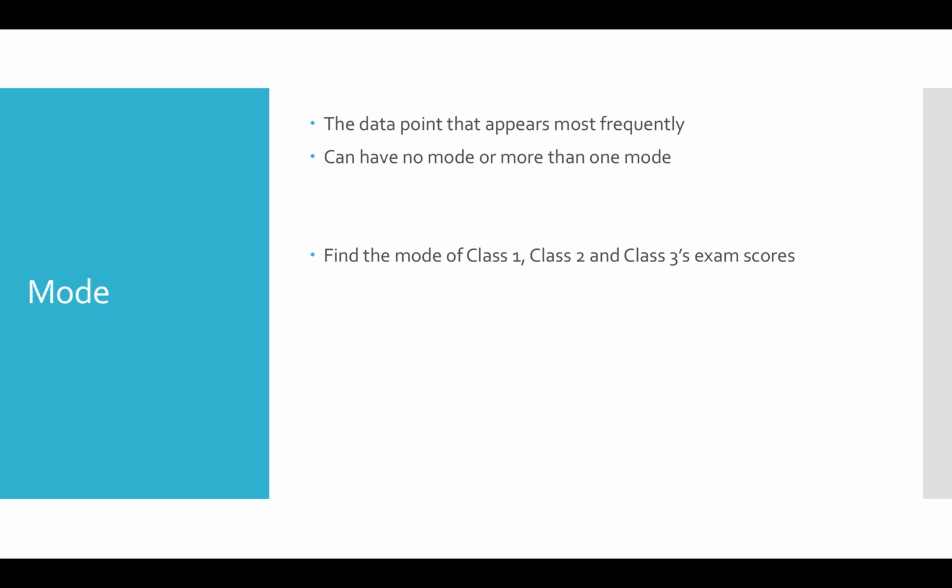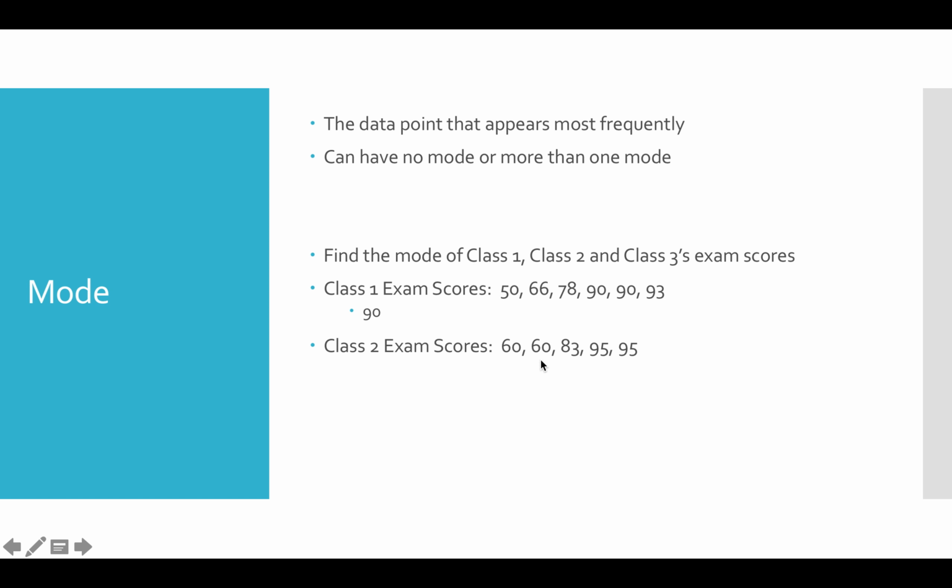So let's look back at our Class 1, Class 2, and Class 3 to calculate their modes. Our Class 1 has a mode of 90. It's the number that appears the most. Class 2 has two modes, both 95 and 60. And Class 3 doesn't have any number that repeats, so it has no mode.